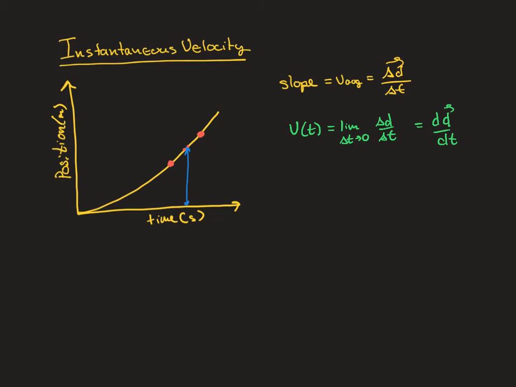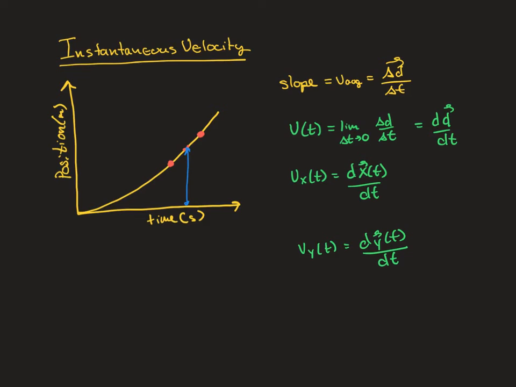Now I want to emphasize here, because velocity is a vector, once again we have to treat x and y separately. So you would take the first derivative of your x position vector and the first derivative of your y position vector, and that will give you your x and y components of your velocity at that particular time t, and from there you need to use some trig to find magnitude and direction.